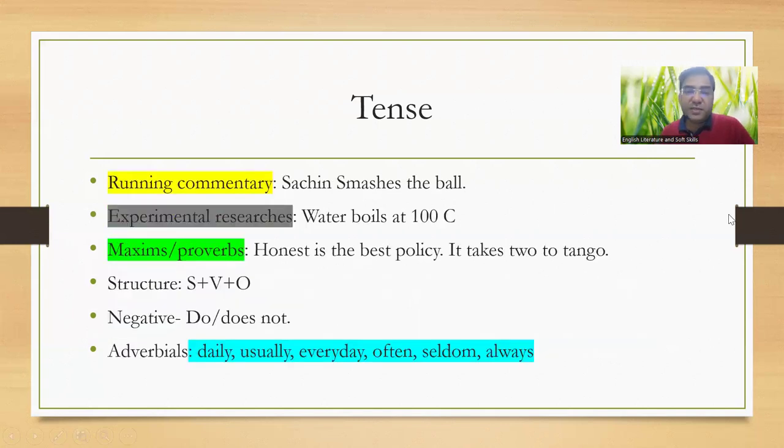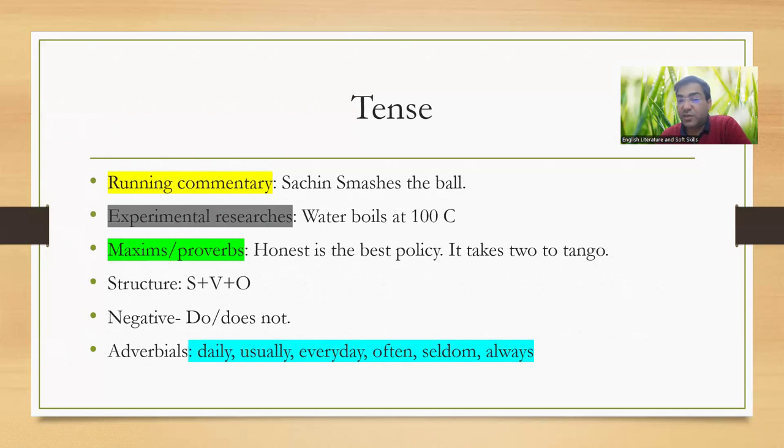The next use of present simple is running commentary. If you observe the commentaries, especially in cricket, you'll find the present simple tense, like, Sachin smashes the ball. Smashes means hits hard. Experiments and research: if you want to show some experiments, you have to use present simple only, like, water boils at 100 degrees Celsius. It is an experiment, research that needs to be stated in present simple only.